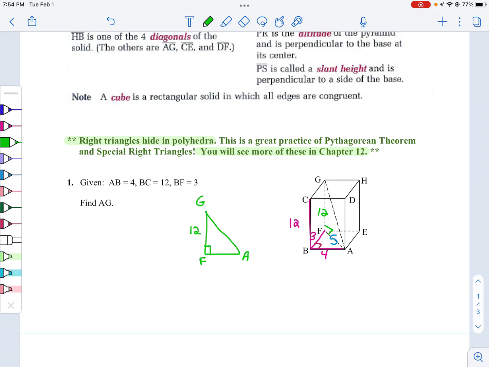So now I have this segment 12 and this segment 5, and I'm hoping you recognize another triple: 5, 12, 13. Now I just suggested we were going to need the Pythagorean theorem. However, we use these special right triangles, these triples. So we got our diagonal, segment GA, I didn't mean to write that in laser pointer. Segment GA is length 13.